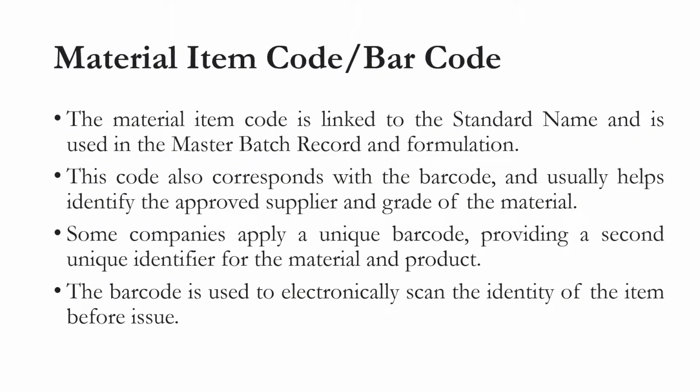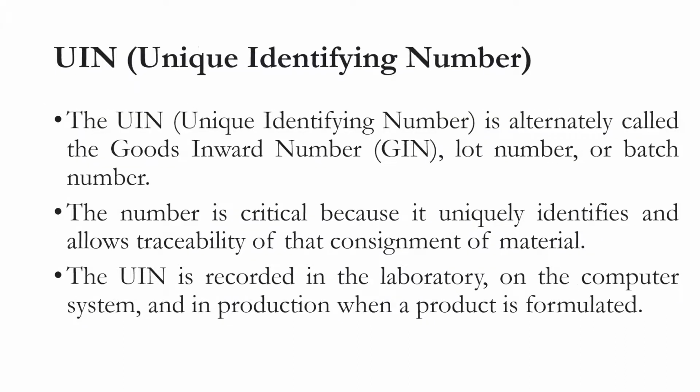The barcode is usually electronically scanned to identify the item before use. Sometimes warehouses use a UIN, unique identifying number. This is sometimes known as GIN, goods inward number, or sometimes also known as lot number or batch number. So these are the same: UIN, GIN, lot number, batch number.